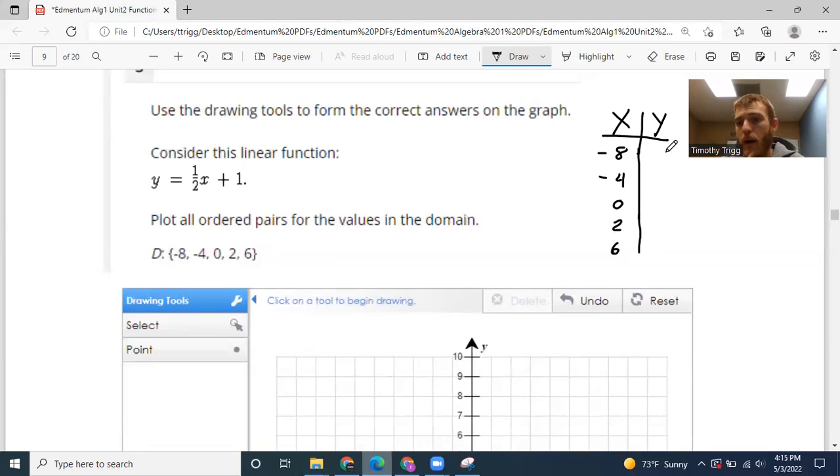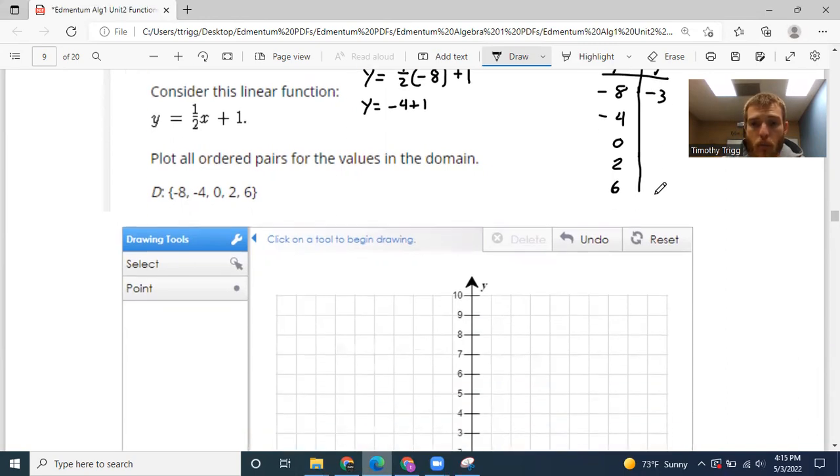Now we need to find the corresponding outputs, the corresponding y values. So what we're going to do is replace x with each of these values here to find the corresponding y values. So this becomes y equals 1/2 times, now I'm going to use that first input, -8, and then +1. Okay, so what's half times -8? Well, remember, when you're multiplying a whole number times a fraction, you multiply by the numerator and divide by the denominator. So -8 times 1 is -8, divided by 2 is -4. -4 plus 1 is -3.